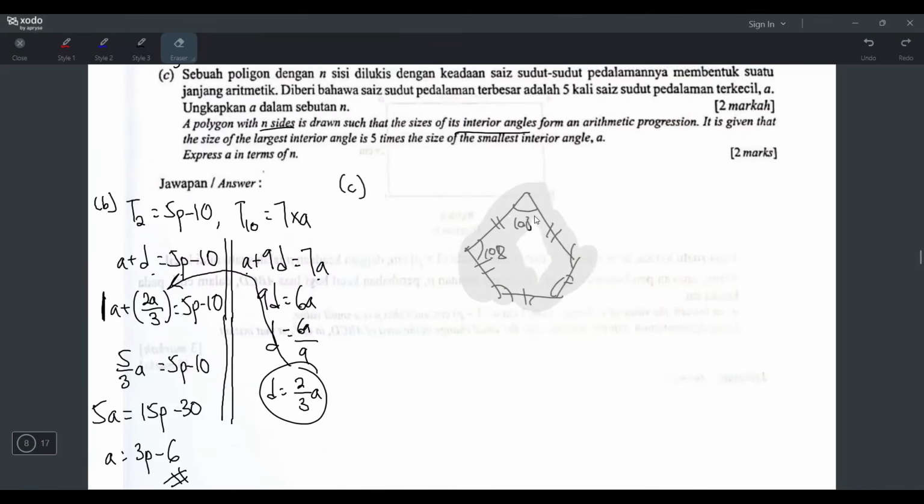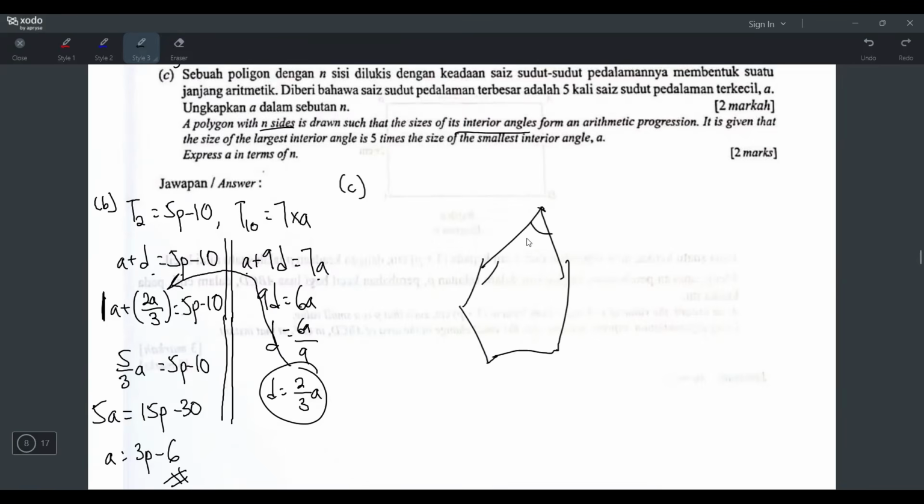But it's very obvious that this polygon is not regular, because they say the size of the angles form an arithmetic progression. So the angles are actually not equal. Because it's not regular, it could be something like that. All sides are not the same length, so all the angles are also not the same. That's why they say the angles form an arithmetic progression. It is given that the size of the largest interior angle is 5 times the size of the smallest interior angle A. Express A in terms of n.